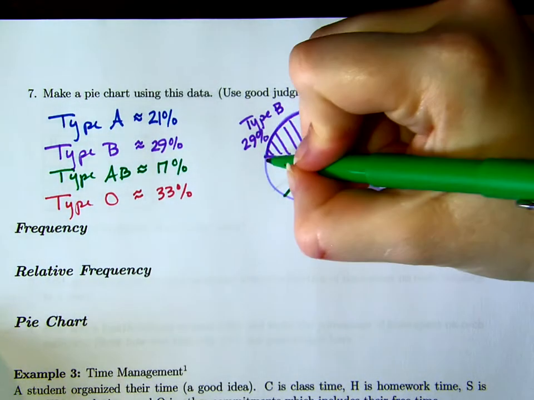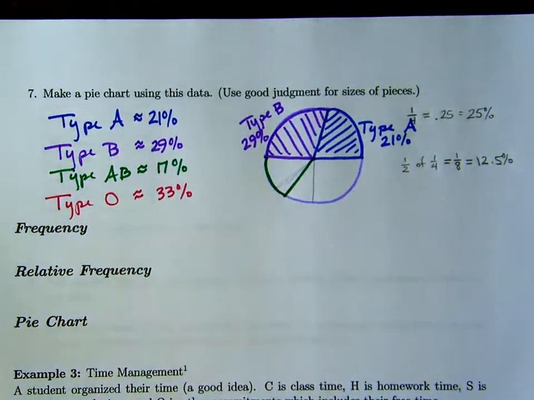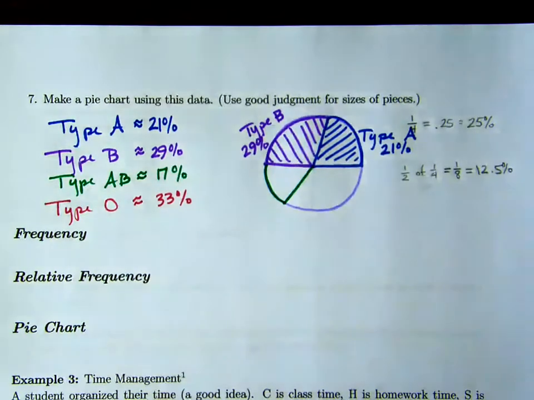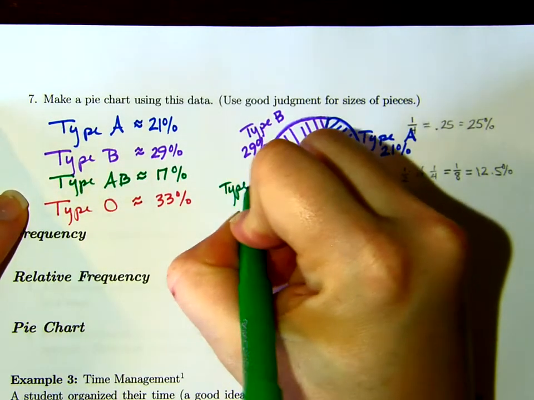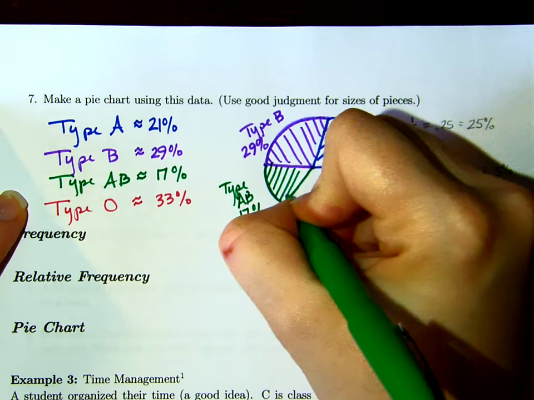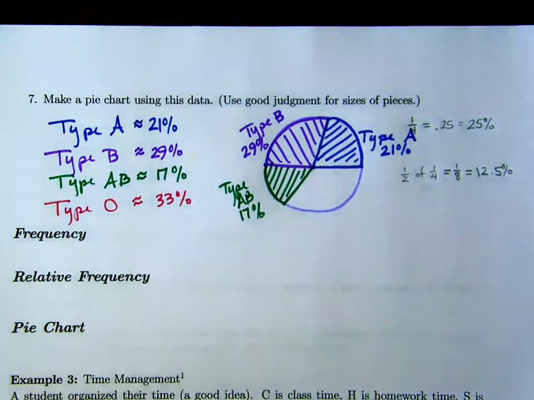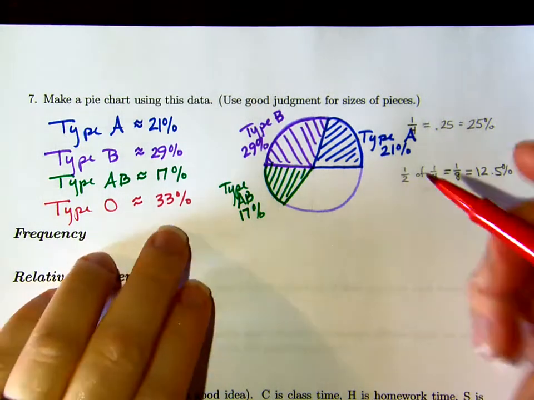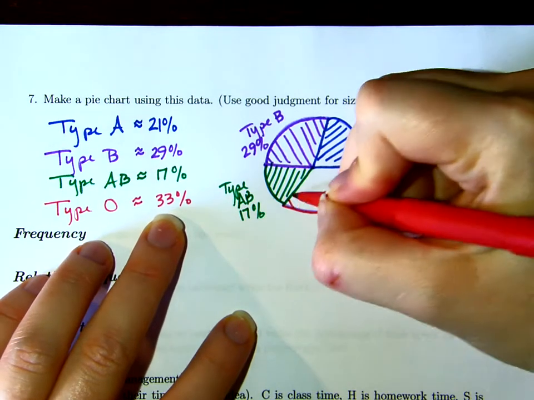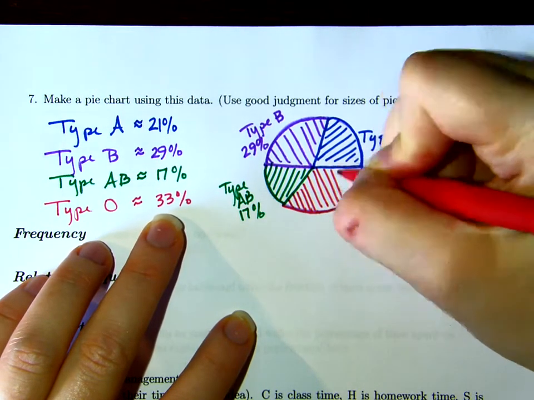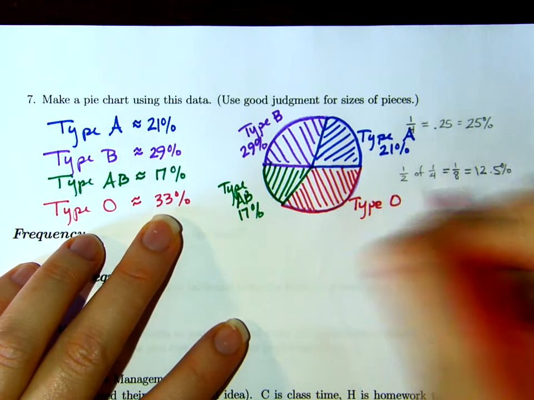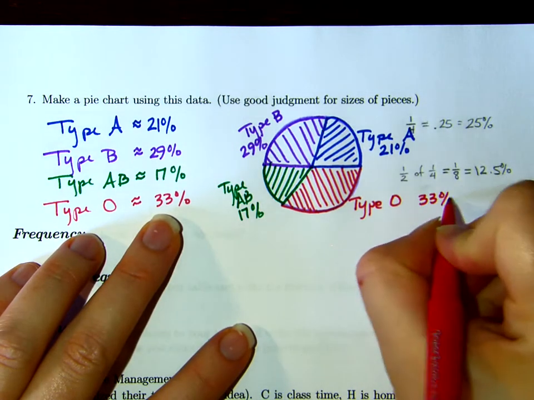Okay, and now I can get rid of my reference lines. Type AB, about 17%. And last but not least, actually last but the most, is this sector. And this sector was type O. And that was approximately 33%.